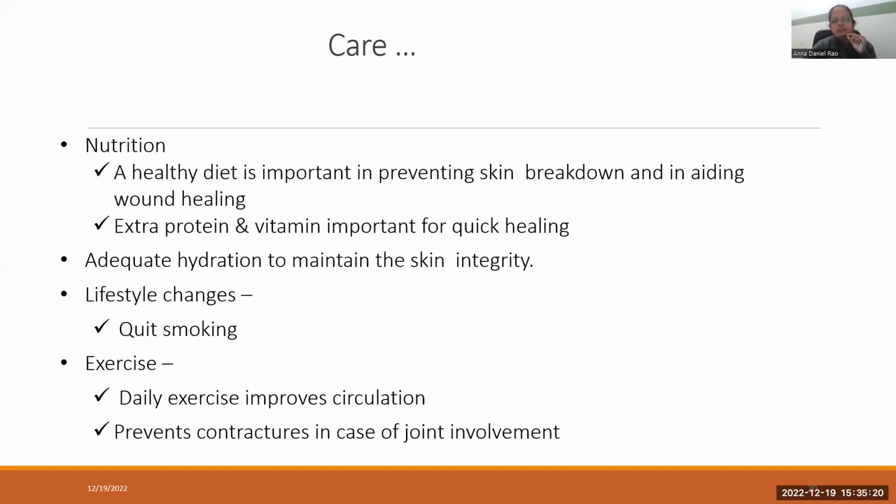Adequate hydration is also very, very important for skin integrity, right? So it should be seen that the patient is getting enough liquids, enough water throughout the day. And many times this becomes difficult when the patient is on Ryle's tube feeding. Okay, so care should be taken that along with the food, water is not forgotten. What lifestyle changes? Many of our patients have bad habits also, like smoking, tobacco chewing, like that.